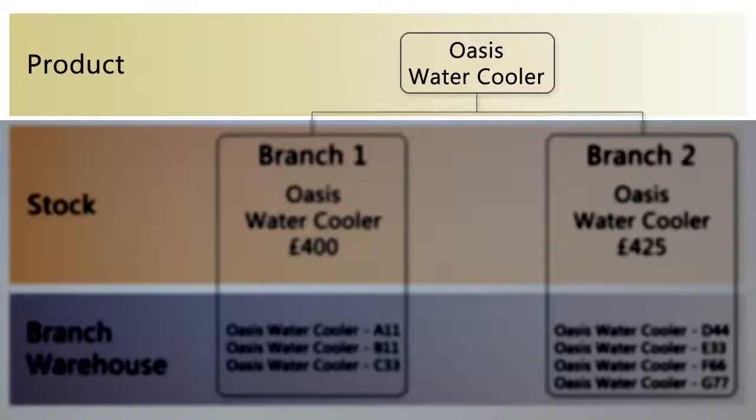Again, the same principle established for consumable products applies, in that this prevents individual branches from renting or selling managed assets that fall outside of the approved range of products. As can be seen in this example, our product is an Oasis water cooler.